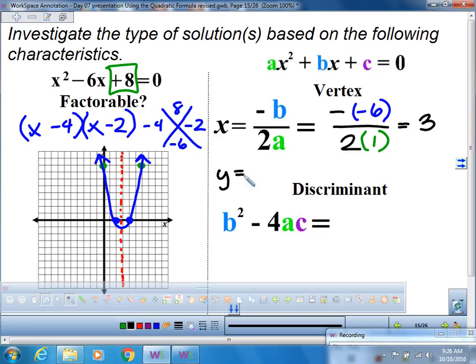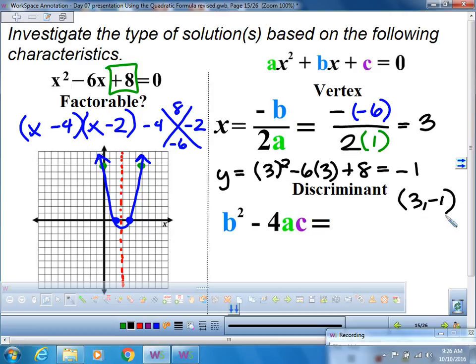Good question. So I'm going to plug this in. I have 3 squared minus 6 times 3 plus 8. 3 squared is 9. 9 minus 18 is negative 9. Negative 9 plus 8 is negative 1. Correct? So my vertex is at 3, negative 1.